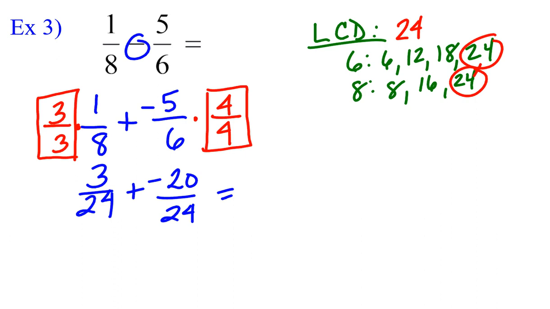So now we have like denominators. I'm going to keep that denominator of 24. And I need to think about what is 3 plus a negative 20. I have more negatives than I have positives. So I have 17 more negatives. So my answer then becomes negative 17 over 24.